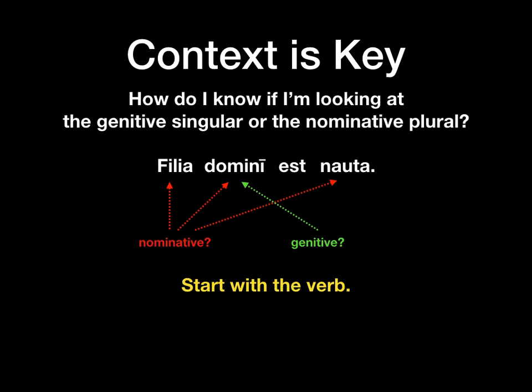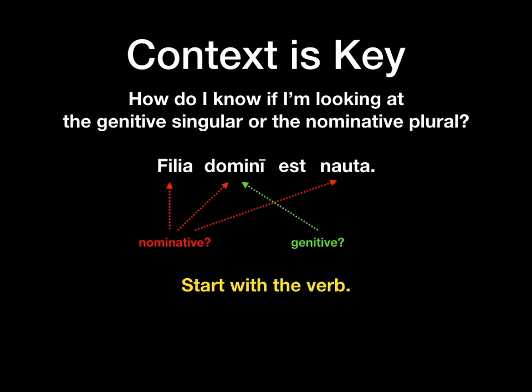Can filia be that subject? Yes, it can. In fact, that's all filia can be. It couldn't possibly be any other case. It's a feminine first declension noun, and it ends in a, so it has to be nominative singular. So we have our subject. The search is over. Everything else in the sentence has to serve some other function.